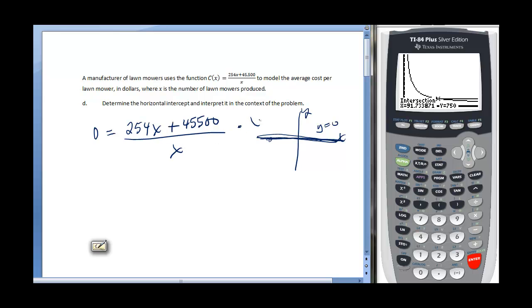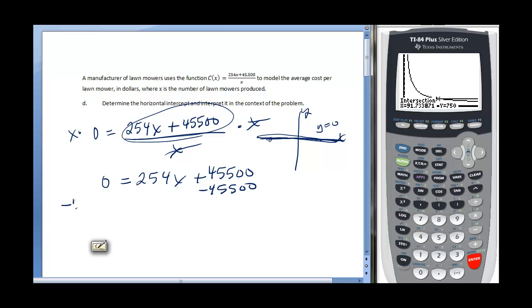Now, if I multiply both sides by x to get rid of x in my denominator here, now I just have 0 is equal to 254x plus 45,500. So really, when you solve for the horizontal intercepts, you're just setting the numerator equal to 0 and solving for that. When I solve for x, I'll subtract 45,500 from both sides.